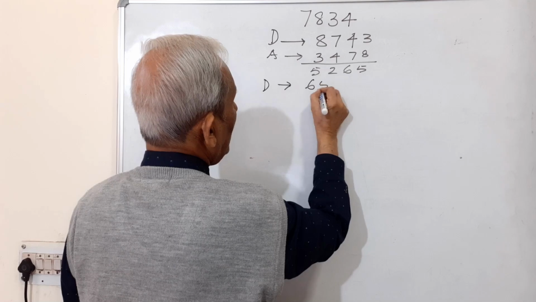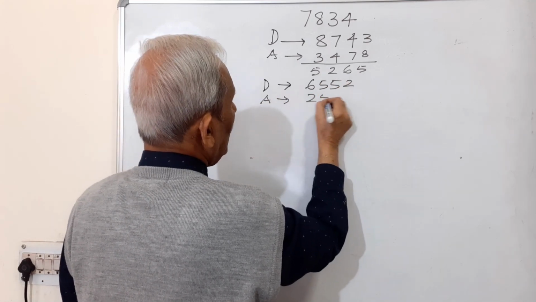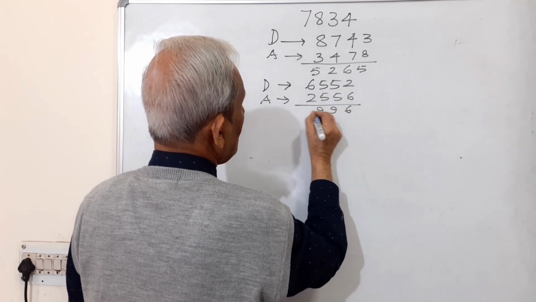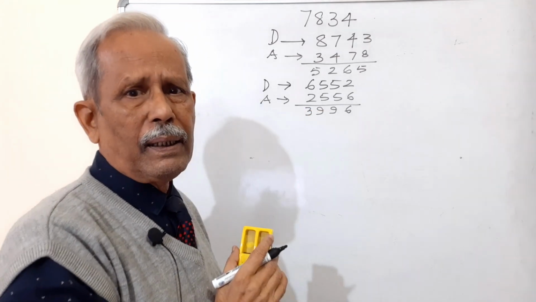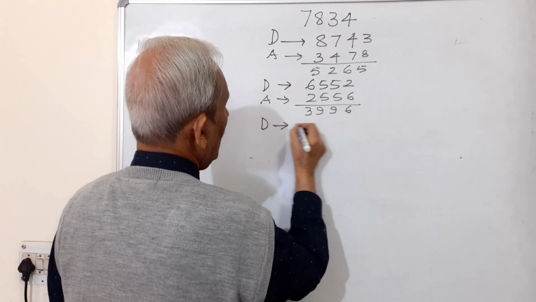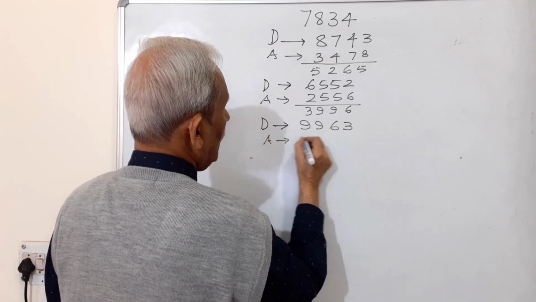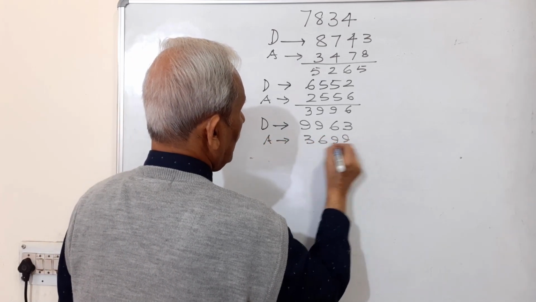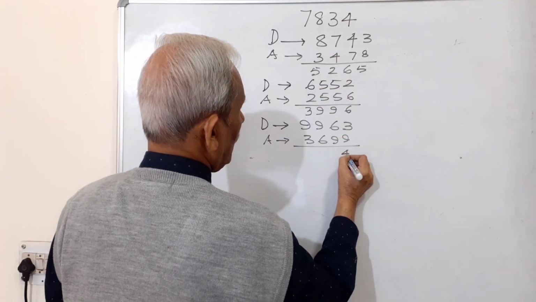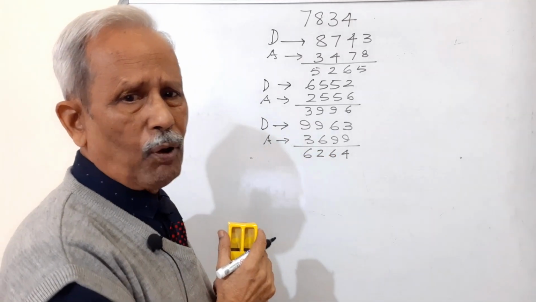Here it is 6, 5, 5, 2. Ascending is 2, 5, 5, 6. And it comes to 3, 9, 9, 6. Again I repeat it. Descending 9, 9, 6, 3. Ascending 3, 6, 9, 9. And then you subtract. It comes to 6, 2, 6, 4.